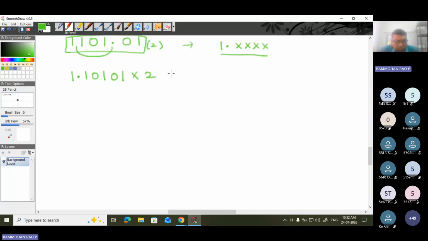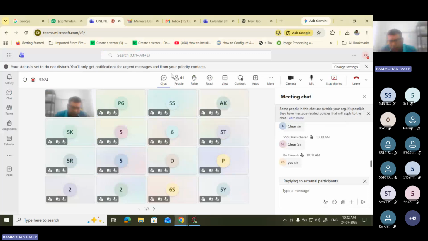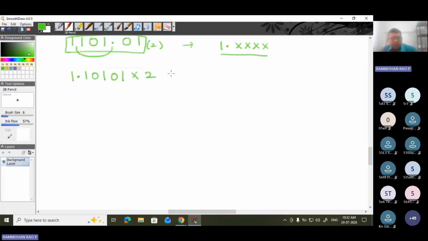Tell me what is the exponent. When I move the dot 3 times to the left, how do I write the number? 1.10101 into 2 power, tell me, what should I write? Yeah, there is no confusion, right? It is not minus 3. It is 2 power 3 because I am already moving in the left direction.